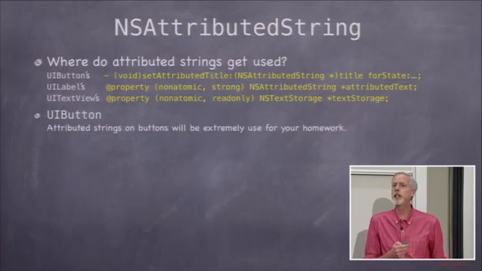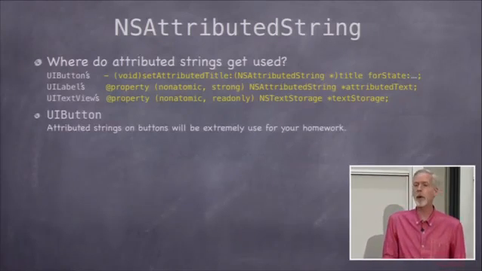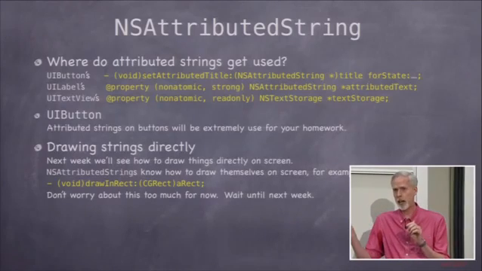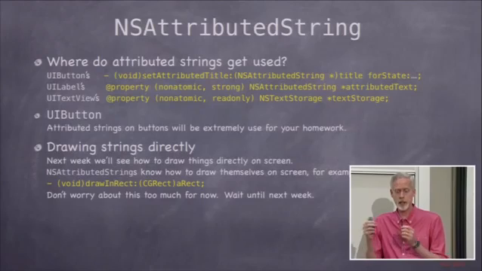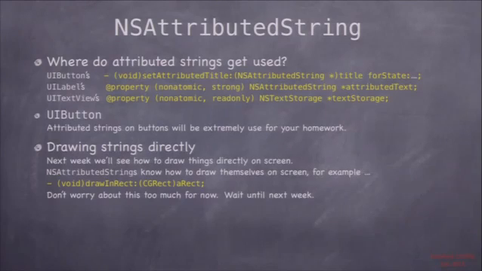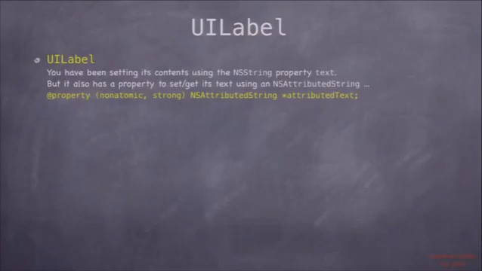Actually, I'm not going to talk about button except to say it's important for your homework. It just has a method, set attributed title. Just like it has set title for state, it has set attributed title for state, and you're going to want to use that. It's also possible to draw strings directly on screen, but we haven't talked about drawing on screen directly yet, so we'll postpone until we talk about that next week. But we will be able to draw attributed strings on screens directly, just like we can draw lines and things like that directly on screen.